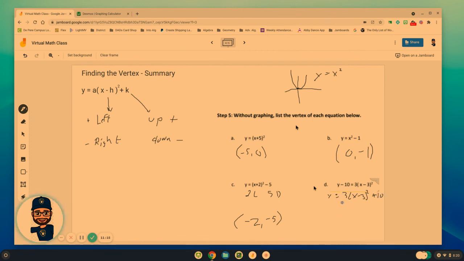And notice they've got an extra 3 out here for an A value. That doesn't really impact the vertex at all. That, remember, is telling us if it's going to open up or down and whether or not the graph will be wider or narrower. So I'm not focused on that for vertex. I'm just looking at this. And if it says x minus 3, right, the inside says left or right. If it's negative, that means we're going 3 to the right. If it's positive 10, we're going 10 up. 3 right and 10 up would be a vertex of 3, 10.